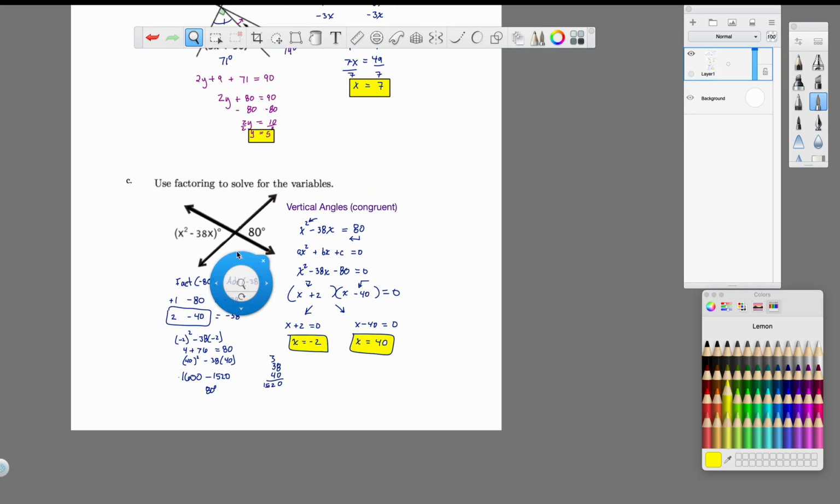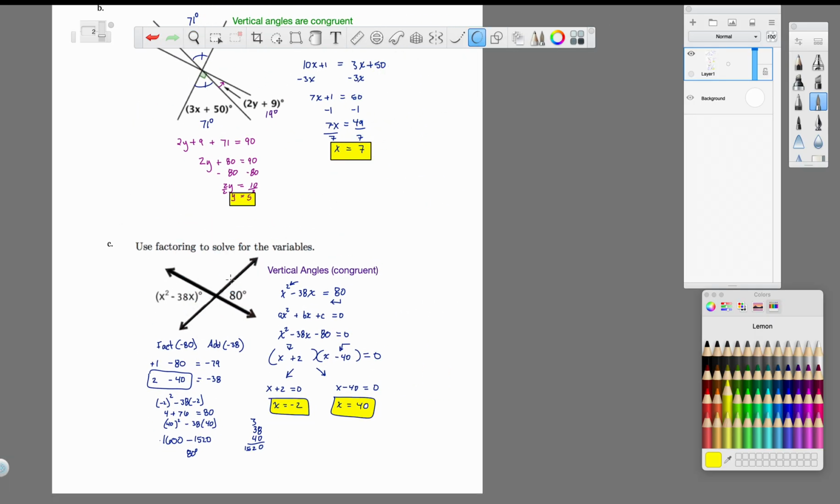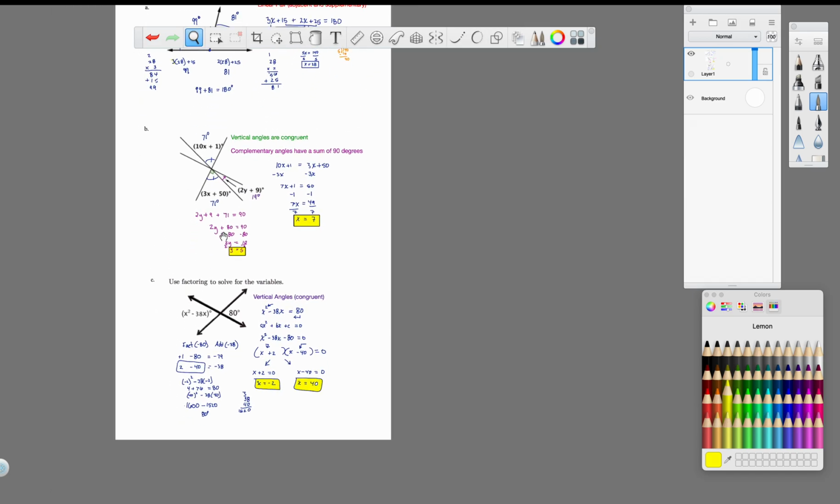This part we're going to continue to work more on Monday. Hope that makes sense, or our next class.